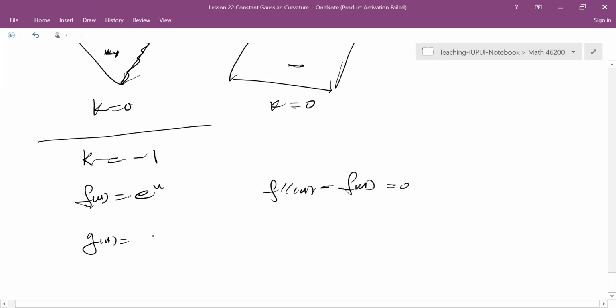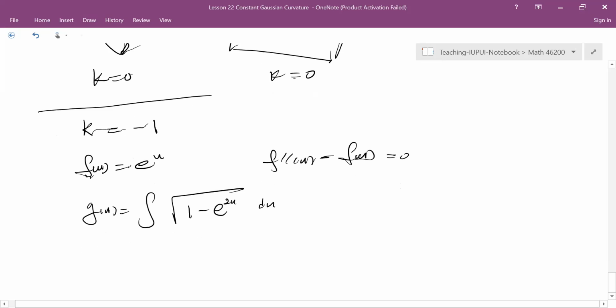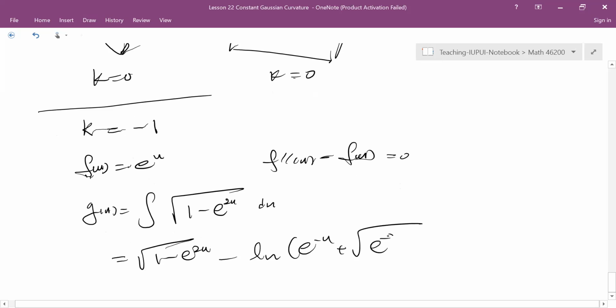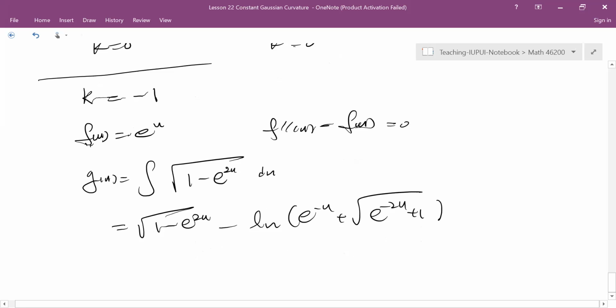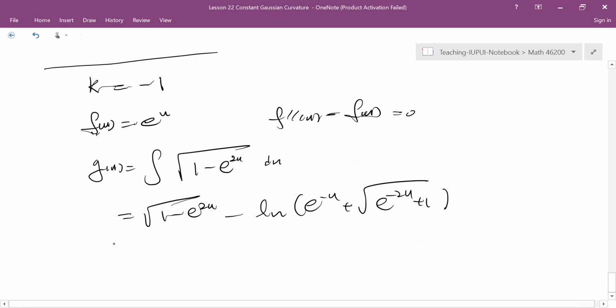So let's take a look at g. g is the integral of the square root of 1 minus e to the 2u, in du. I think we can evaluate it, it's a good exercise in calculus. You can evaluate it as minus natural log of e to the negative u plus the square root of e to the negative 2u minus 1, plus a constant, so we forget the constant. What is the restriction on u? Because f prime u squared should be less than 1.